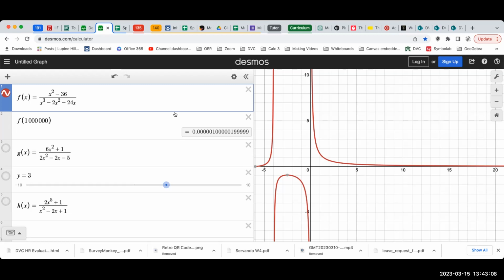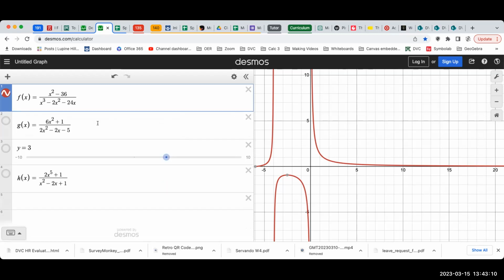Okay. Case number 2 says the degree of the denominator is equal to the degree of the numerator. Uh-oh, I made a typo. In the middle one, the numerator should say 6x squared plus 1. Sorry. Can you guys fix that? The numerator should say 6x squared. Whoops, my bad.